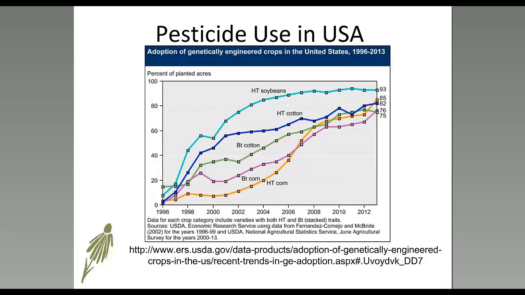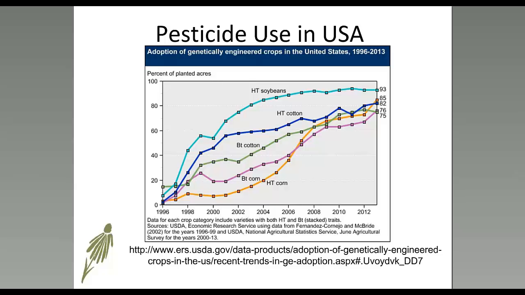I was also asked to say something about neonics, and so I wanted to present a few extra slides on pesticides. This diagram shows what the pesticide use is in the USA. It shows that the United States has increased its use of genetically engineered crops over the past 20 years.